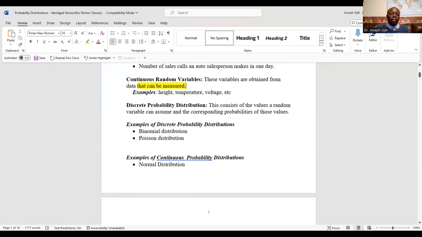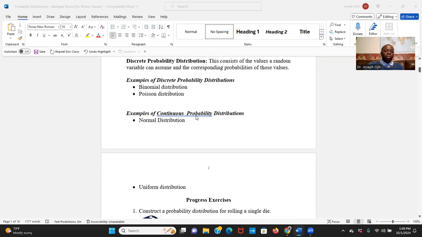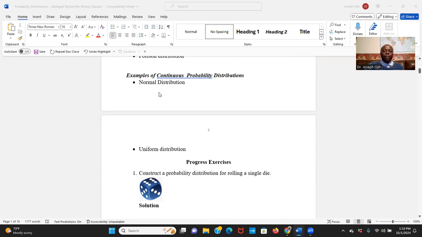Now we have continuous probability distributions. We'll do that probably when we finish with the discrete type, and we can then go to the continuous type. For the continuous probability distribution, we focus only on the normal distribution.